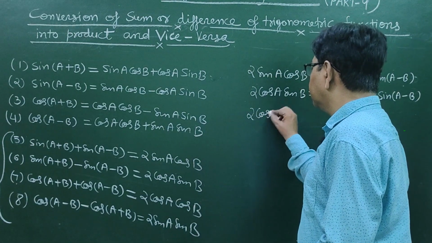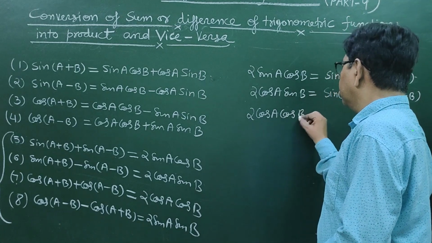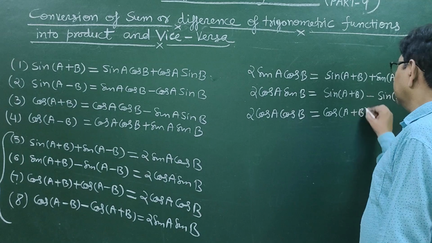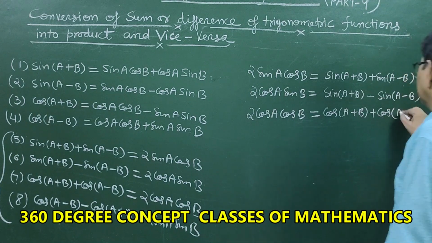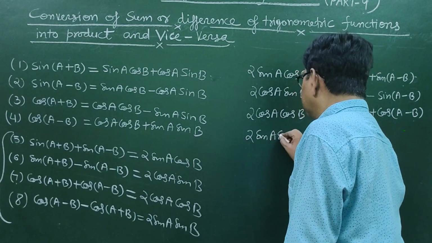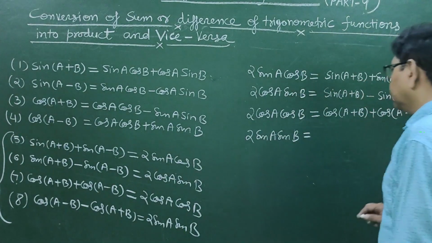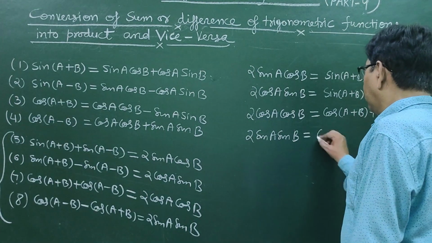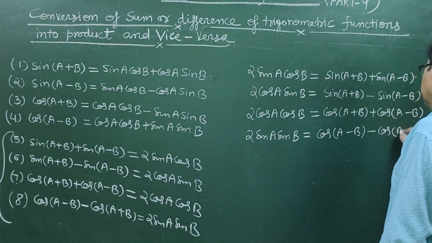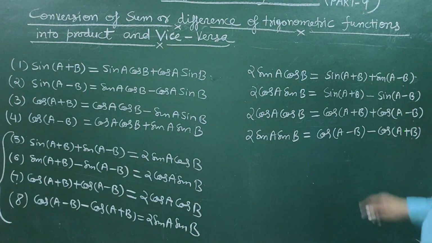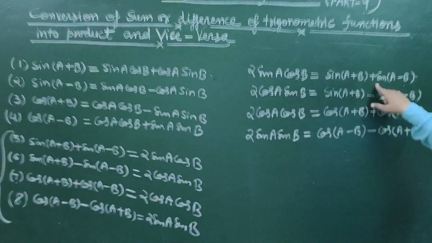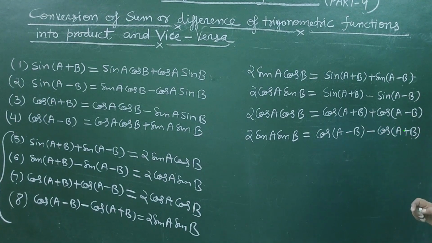2 cos A cos B is equal to cos (A plus B) plus cos (A minus B). 2 sin A sin B is equal to cos (A minus B) minus cos (A plus B). So these are the conversion formulas in which the product is converted into sum or difference.